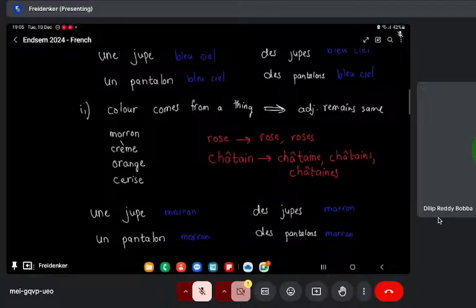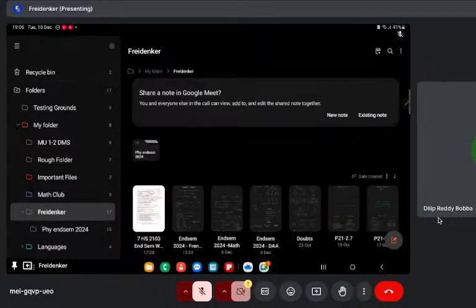Despite them coming from things, they will change the form. So some people will remember, okay, rose comes from the rose flower, so I won't change it. But then rose is an exception to the exception. So finally, what happens is rose changes its form.